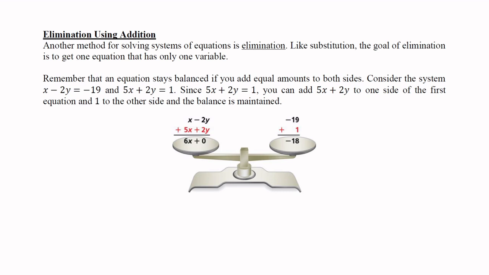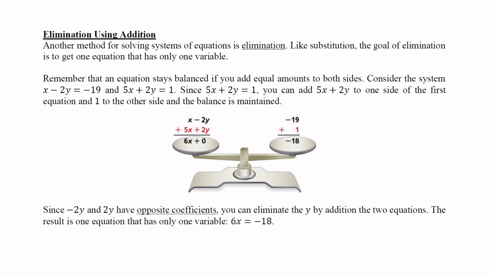Because essentially what we're doing is adding 1 to each side. It's just that 5x plus 2y is equal to 1. So we're substituting 5x plus 2y in for 1 on the left-hand side. And when we do that, since negative 2y and 2y have opposite coefficients, you can eliminate the y by addition, by adding the two equations. The result is one equation that has only one variable: 6x equals negative 18.